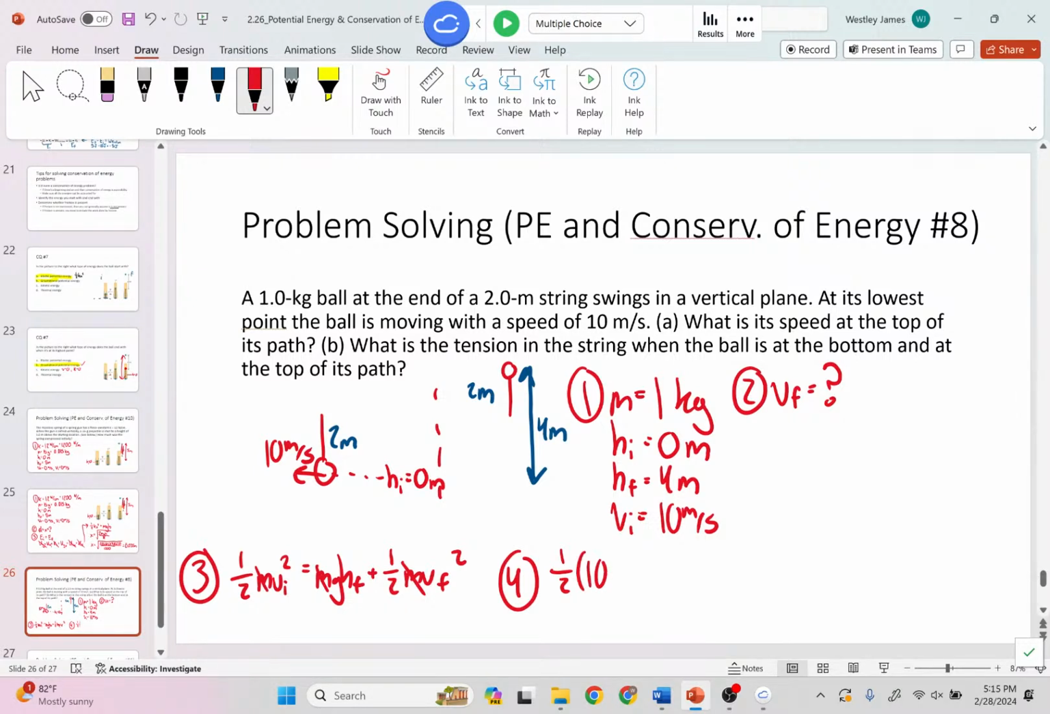But there you go. All right, 9.8 times h final, that's 4, plus 1/2 VF squared. So VF is going to equal, subtract the 9, I'm just going to do it all in one go on my calculator, which is a little bit dangerous, but it's fine. Times 2, square root it. And lo and behold, your fellow student was correct. This thing does make it around the circle.